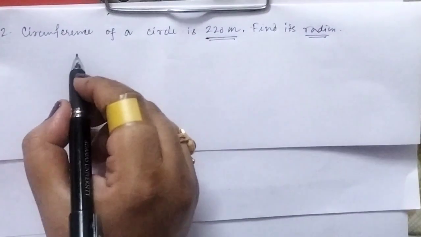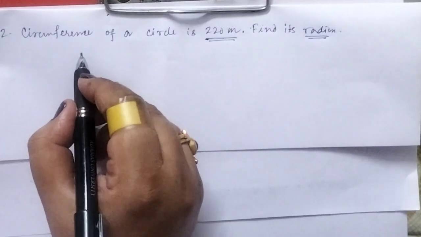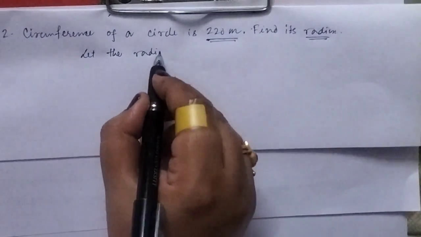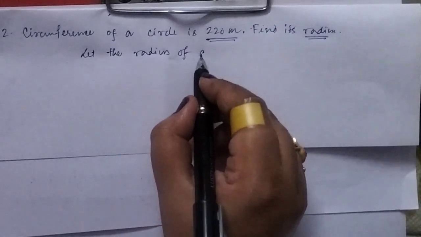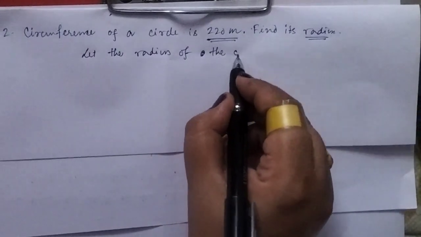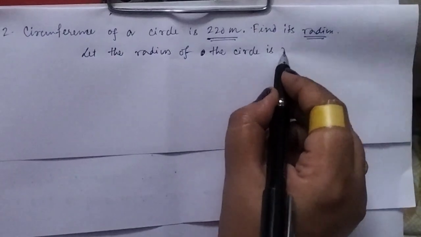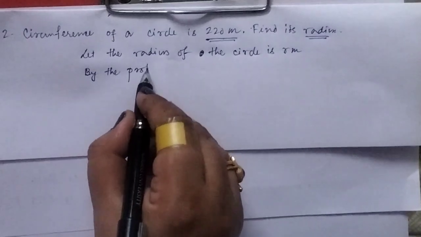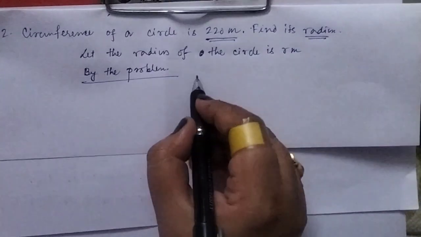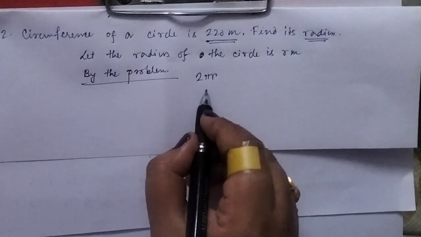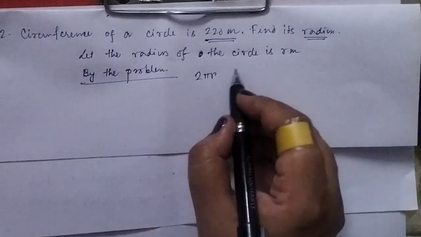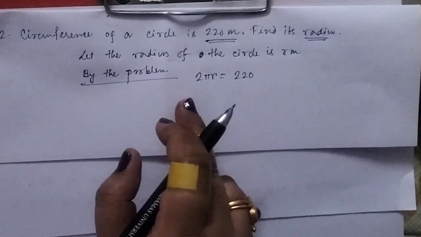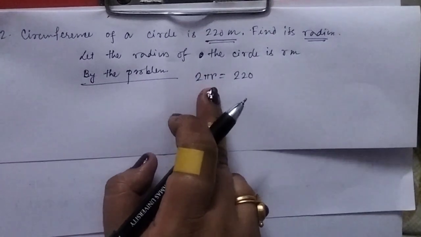So it's very clear to us. First of all, we have to consider the radius. Let, in terms of a variable, the radius of a circle be r meter. So by the problem, we can say 2 pi r, which is the formula for the circumference of a circle, equals 220. Now just by solving this equation, we will get the radius length.